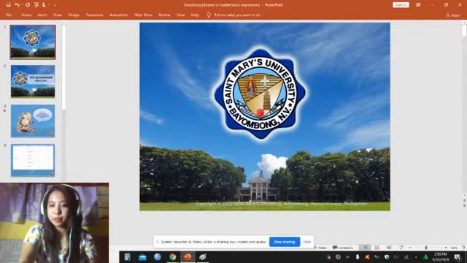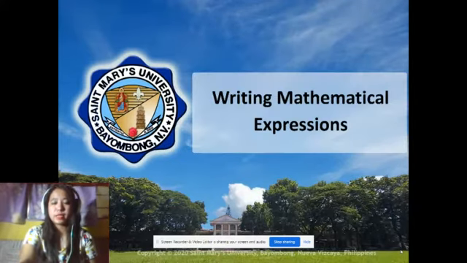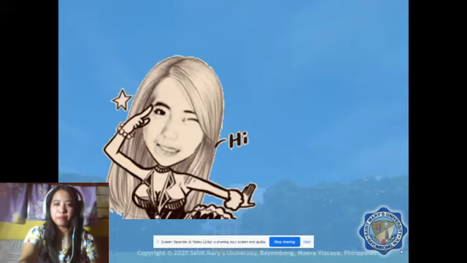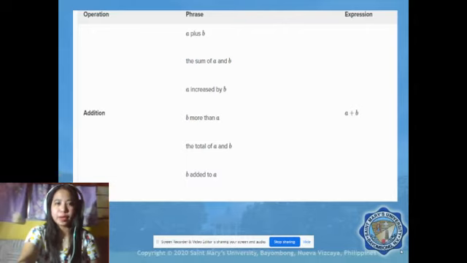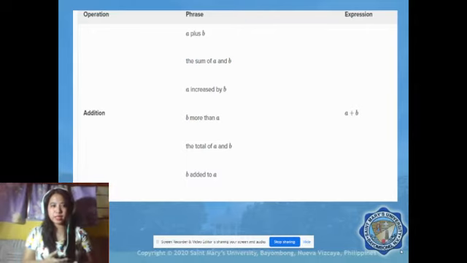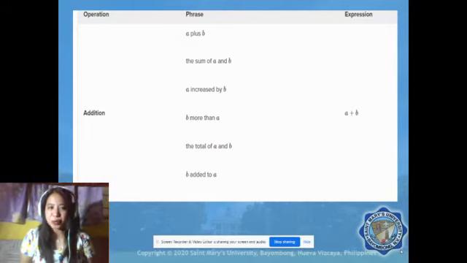So today we're going to talk about another topic, and it's about writing mathematical expressions. I am Teacher Melai, and let us start with the different phrases for the given operation. For example, in the operation addition, we know that the operation is addition because of the following phrases.